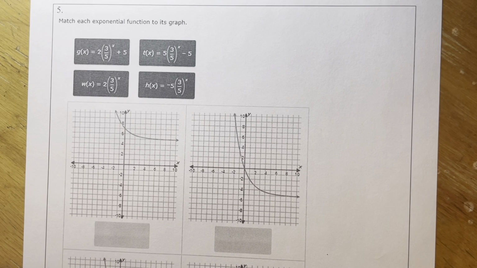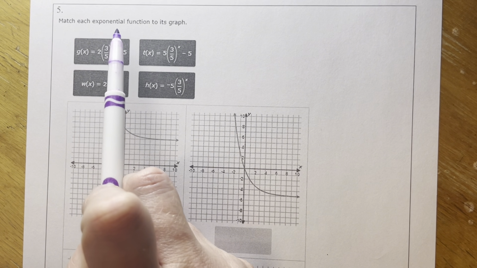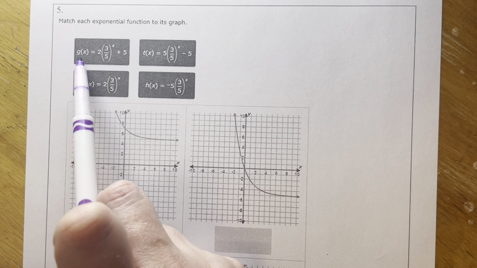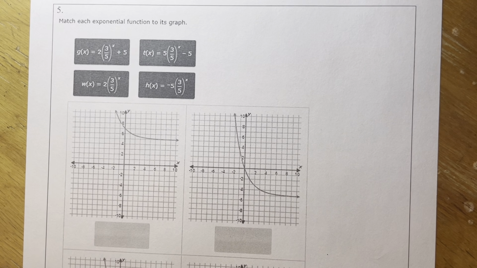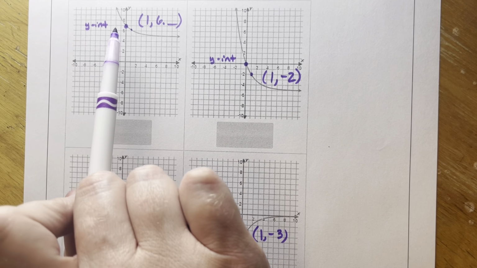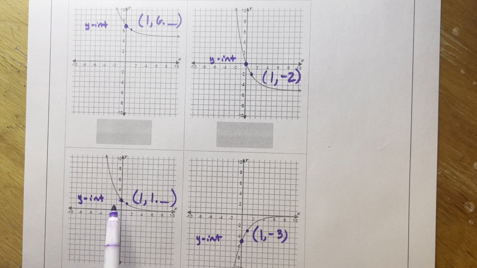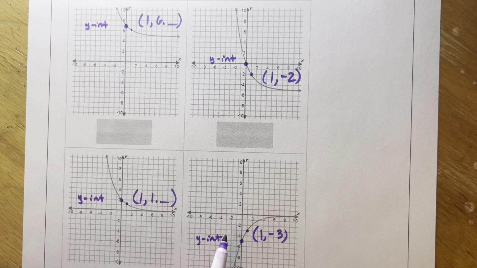Here in our fifth and final example, we're going to match our exponential functions to their graphs of g of x, t of x, w of x, and h of x. As is always good practice, before you get started analyzing your equations, analyze your graphs. So we have found our y-intercepts on all 4 of the given graphs, and then we've looked to see what's happening when x is equal to 1 on all 4 of our graphs.